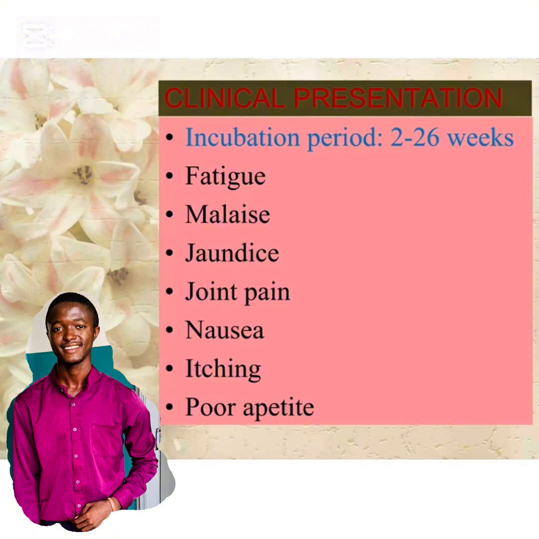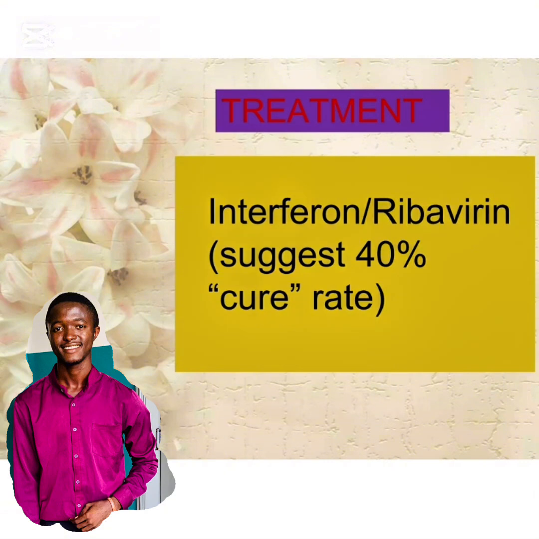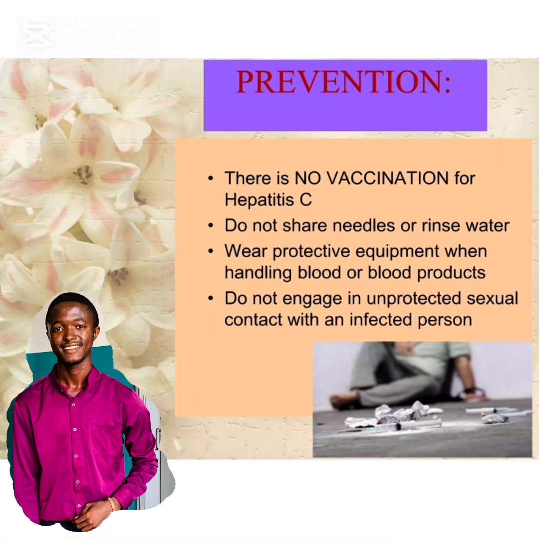For clinical presentation, the incubation period is from 2 to 26 weeks, followed by symptoms such as fatigue, malaise, jaundice, nausea, itching, and poor appetite. These are all the symptoms that we follow during the 2 to 26 weeks, as seen in the laboratory. And now for the treatment, we also use interferon and ribavirin, which are antiviral drugs.